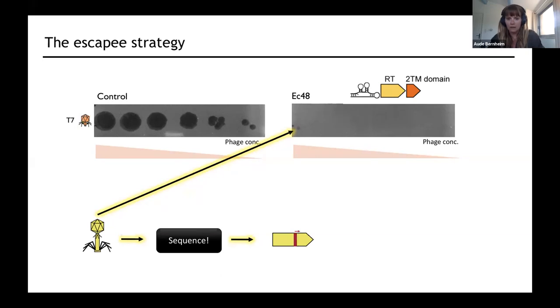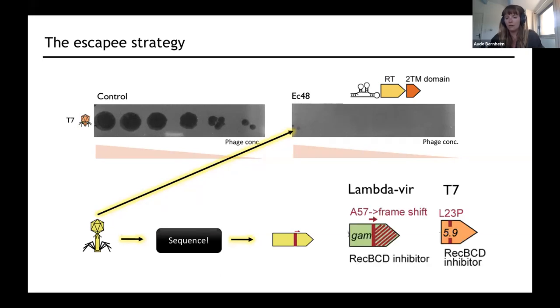the time we kept getting mutations in the same genes. And very interestingly, these genes in lambda and T7 are different. One is called GAM, the other is called 5.9, and they are very different, but both of them have the same function. They are RecBCD inhibitors. So what does that mean? What does RecBCD have to do with anything?